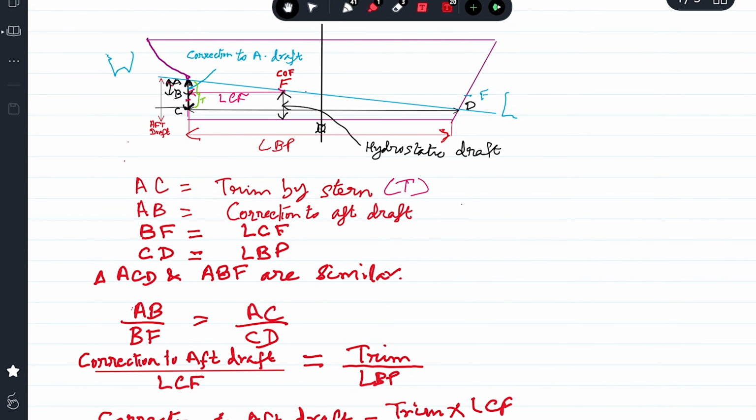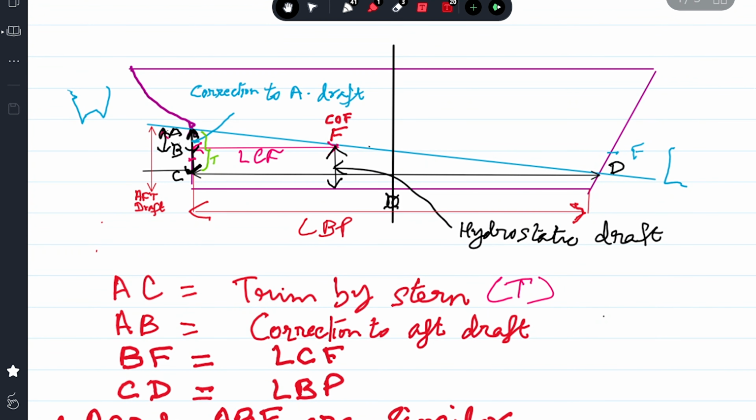Let's see this small derivation of how we get the formula for TA, which is trim into LCF upon LBP. I will zoom it so you can see this diagram very clearly. So here is a vessel which is trimmed by stern. This is the water line, the blue one, and you can see aft draft is greater than the forward draft. It's a trimmed by stern vessel. F is the center of flotation, and the distance from the keel from center of flotation I have marked.